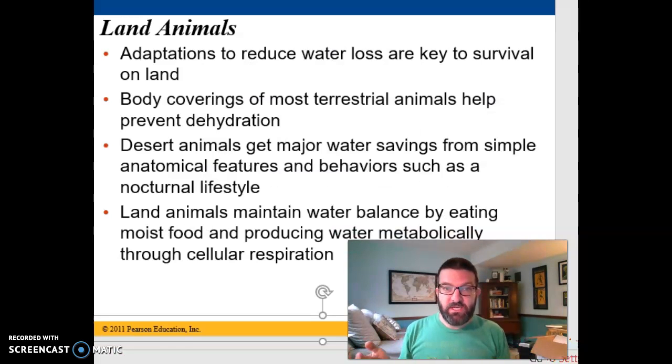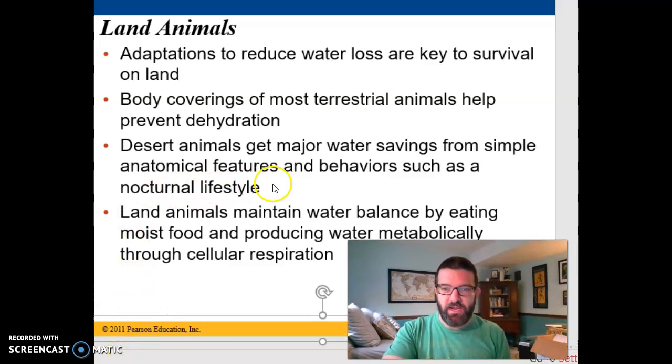For land animals, the key challenge is avoiding water loss because you're not sitting in a body of water, especially if you live in a dry area like a desert. And there are lots of different ways, both anatomical and behavioral, that organisms that live on the land will avoid water loss. A lot more animals, for instance, in the desert are active at night when it's not as hot and you're not going to lose as much water through evaporation than during the afternoon. If you go out in the desert on a summer afternoon, nothing is going on. It's just empty and quite unpleasant.